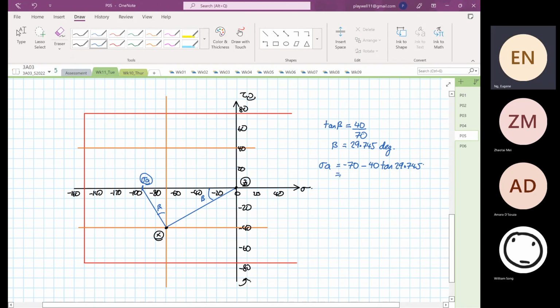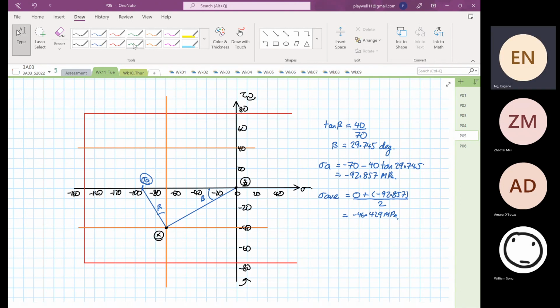So again, we're going to calculate where the stress average is, because only from the stress average we can draw X across the center of the circle to find point Y. Okay, so minus 70 minus 40 divided by tangent 29.745, so it's minus 92.857 megapascal. Now we are looking for the stress average. So it's equal to 0 plus minus 92.857, and then you divide by 2. So this is equal to minus 46.429 megapascal.